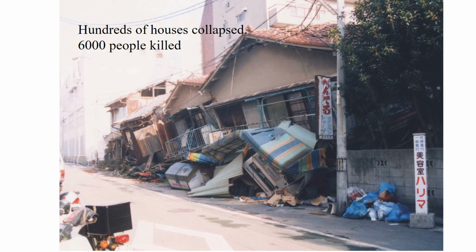Hundreds of houses collapsed like this. This was a two-story house. The earthquake occurred early in the morning. You can imagine what happened to the people who slept on the first floor. More than 6,000 people died.